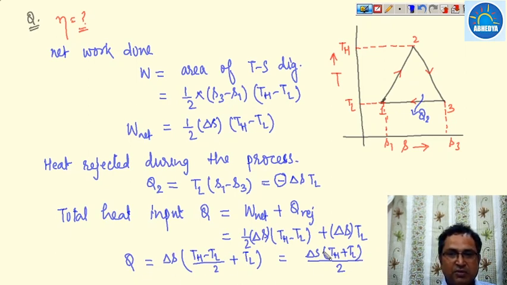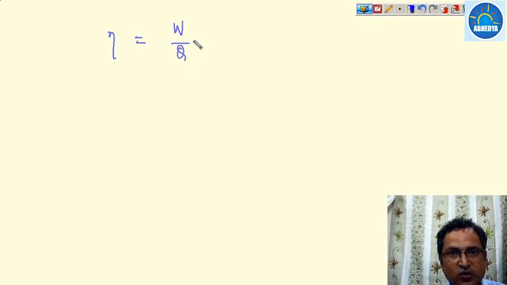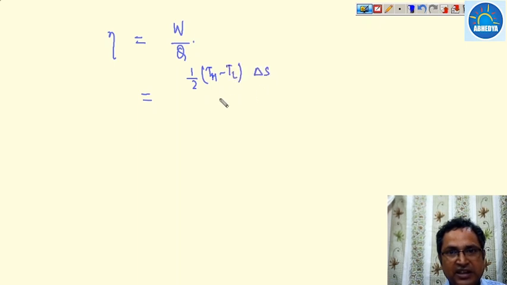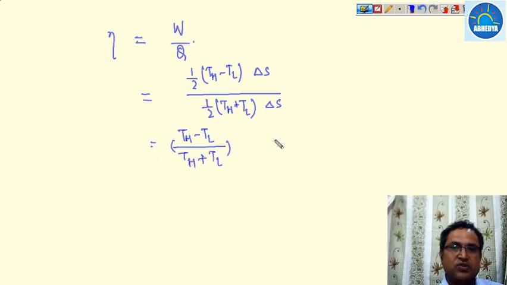So this is the total amount of heat which is given, and total work done we have calculated. Then what is the efficiency? Efficiency of this cycle is W divided by Q. What is W? Half delta S into TH minus TL, divided by half delta S into TH plus TL. So this gives you TH minus TL divided by TH plus TL. So this is your answer.